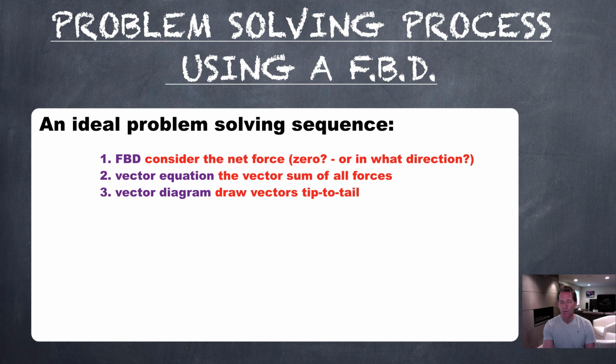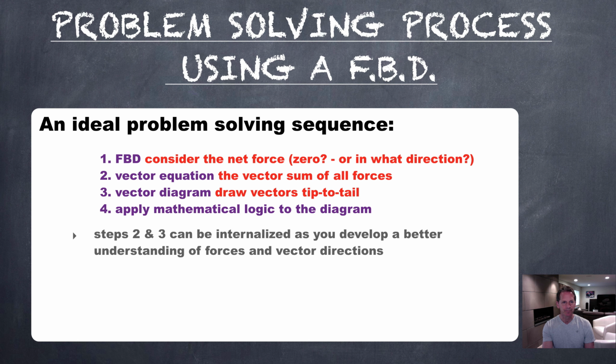And vector equations are always solved using a vector diagram, and you draw your vectors tip to tail. Finally, from your vector diagram, you can apply some mathematical logic to that, whether you're going to add vectors together in terms of their magnitudes or subtract the magnitudes. The vector diagram helps illustrate that. So it seems a bit exhaustive at first, but once you get the hang of these 4 steps, you'll be able to streamline it and do it a little bit quicker as you go.